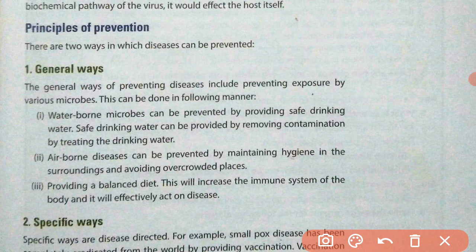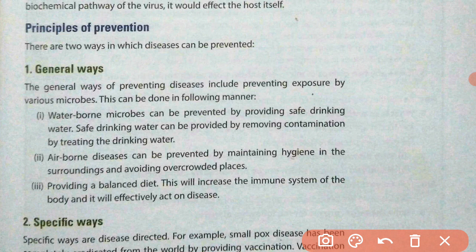Providing a balanced diet is very necessary. If we do not take a balanced diet, then our body will lack the nutrients, and in the lack of nutrients our immune system will be weak. And when our immune system is weaker, then we can easily fall ill, we can easily be caught by any microorganism. So by taking a balanced diet, we can make our immune system strong, and when our body is immunized, then the chances of infection will be very less.